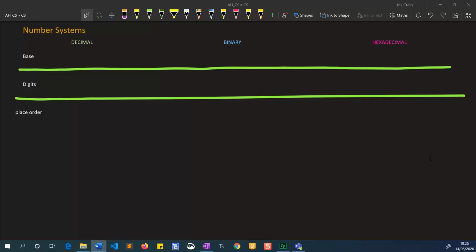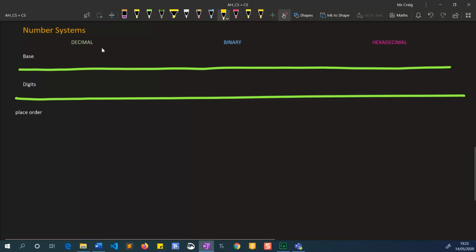What is a number system? It's a way of expressing numbers using digits. Each number system is unique and has a different base. Okay. The base of the number system refers to the number of digits used by the number system.